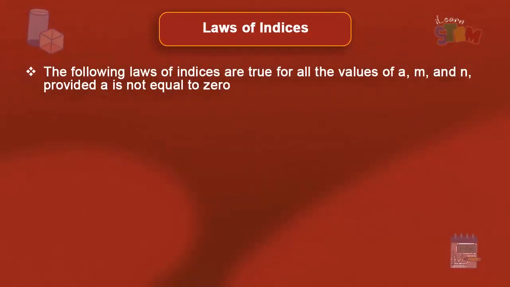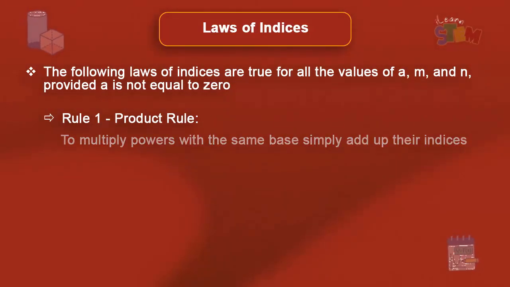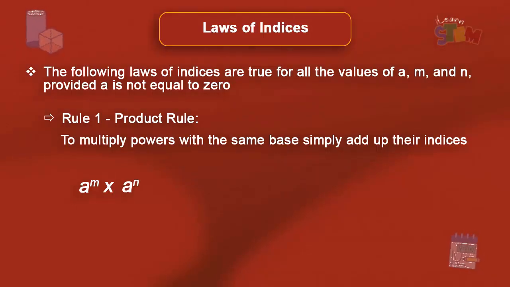The following laws of indices are true for all the values of a, m, and n, provided a is not equal to 0. Rule 1, also known as the product rule, says to multiply powers with the same base, simply add up their indices. Here's the formula. a raised to power m times a raised to power n equals a raised to power m plus n.